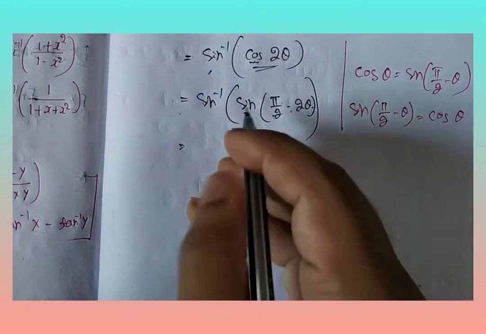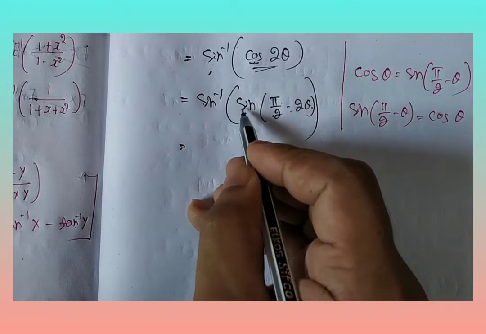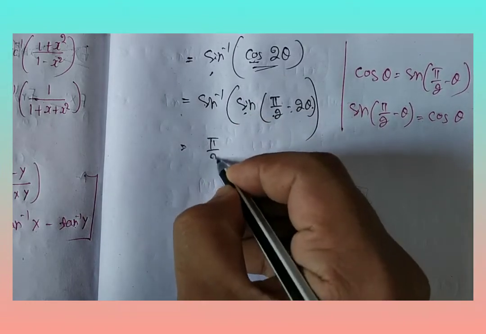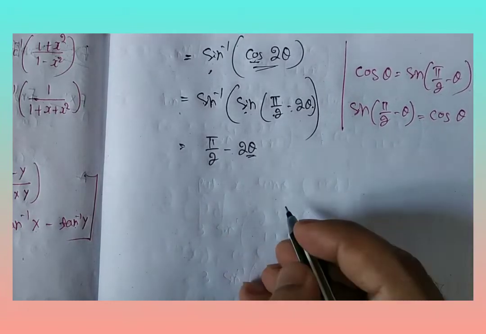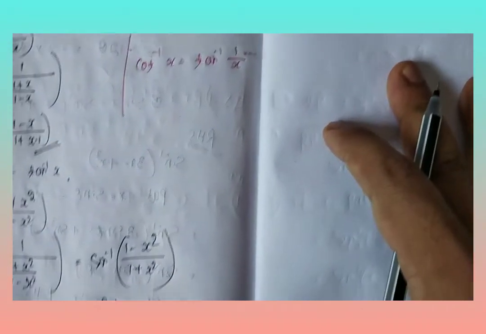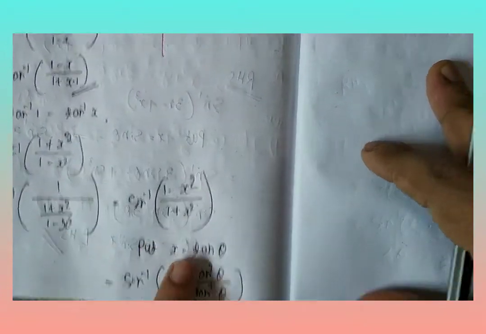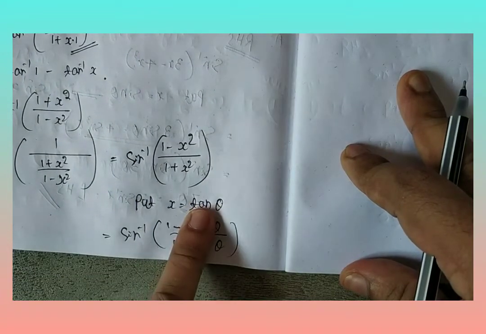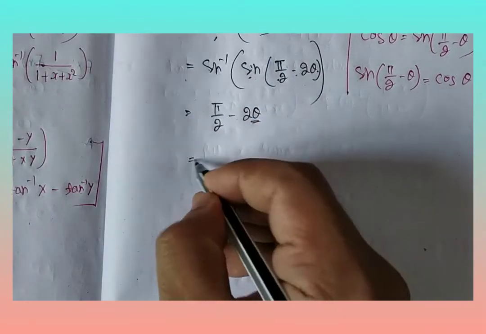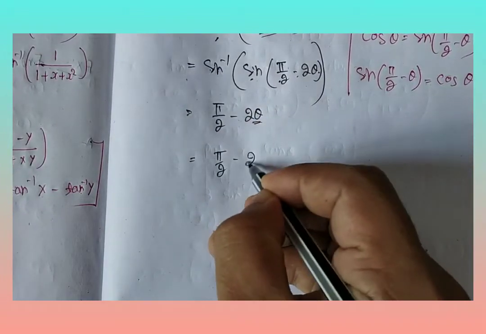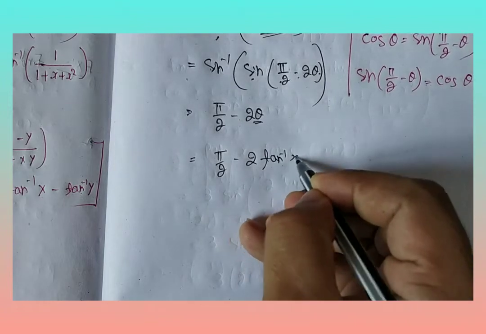Now sin cancels with the other sin term, and we will get pi by 2 minus 2 theta. Now put the value of theta. Here x equal to tan theta and theta equal to tan inverse x. Now put it here. This is the answer. Now bit 4.